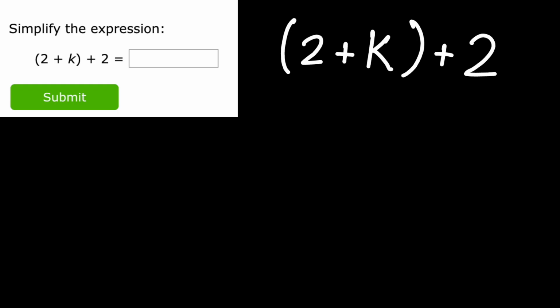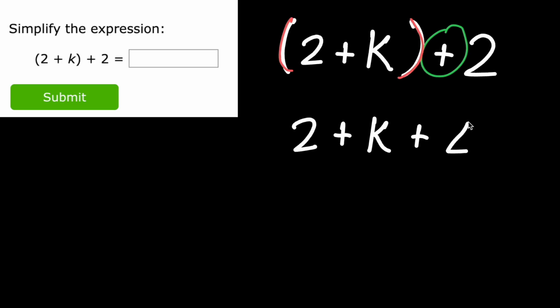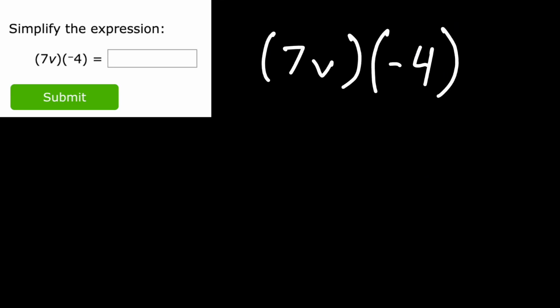So to recap what we've learned, if you only see addition or subtraction, you can ignore the parentheses and combine like terms. So in this case, 2 plus 2 is 4, so our answer is k plus 4. If you ever see a term that's touching parentheses, whether it's in parentheses or not, you need to multiply. In this case, we have one term on each, so we just multiply 7v times negative 4. Negative 4 times 7 is negative 28, so our answer is negative 28v.